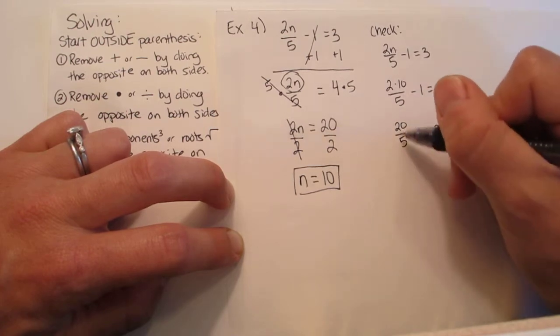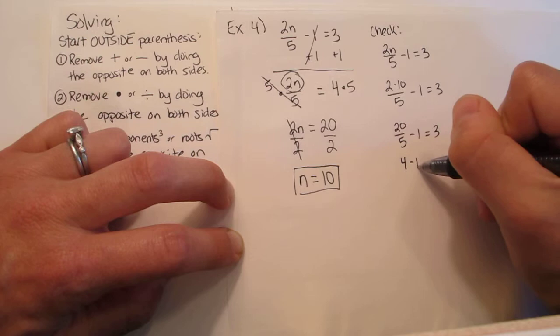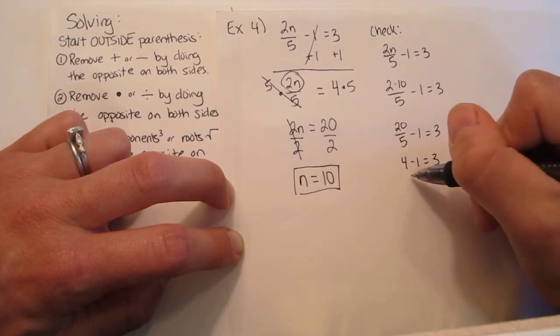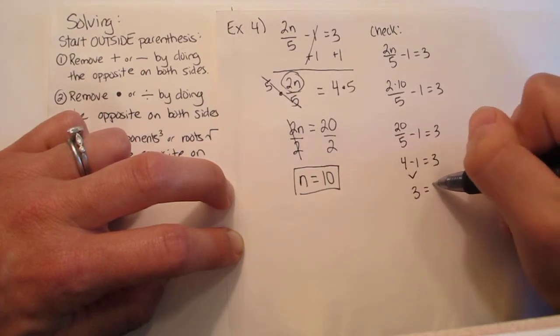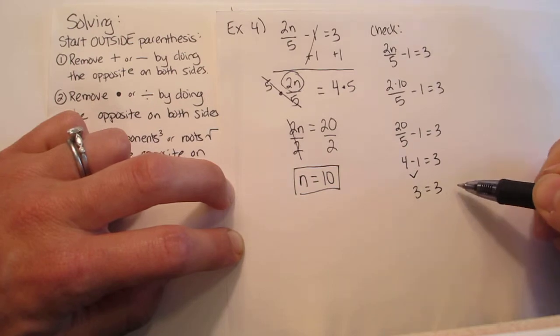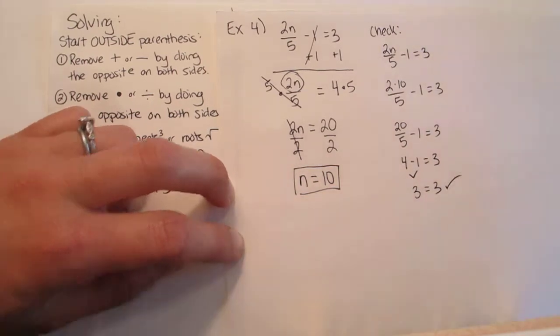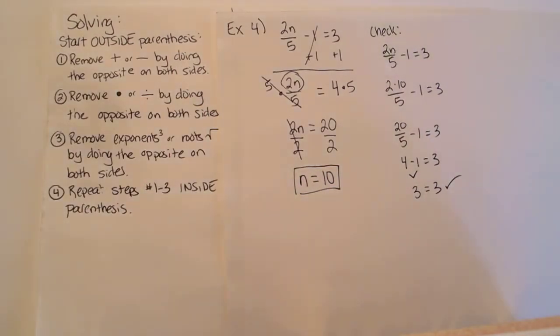I'm going to do that division. 20 divided by 5 is 4. And finally, I'm going to do that subtraction. And since the expression on the left is equal to the expression on the right, I know it's correct. That's how to solve multi-step equations.